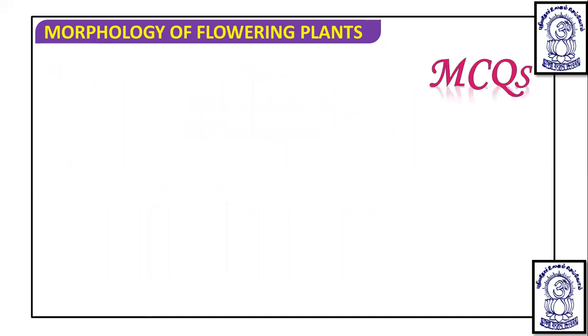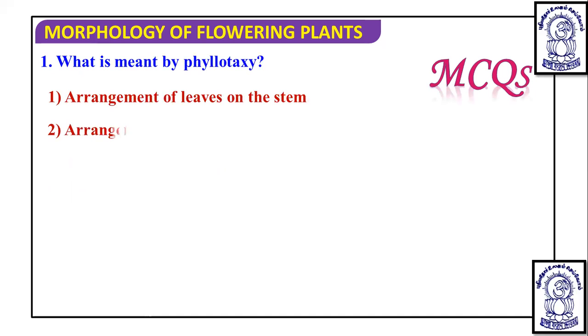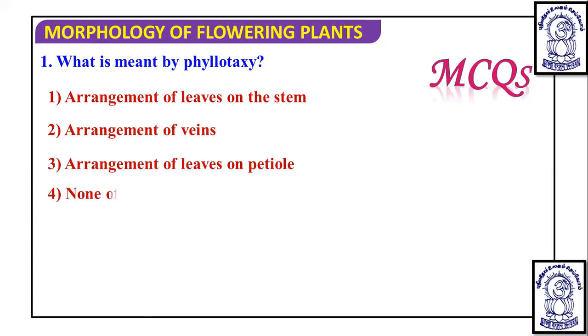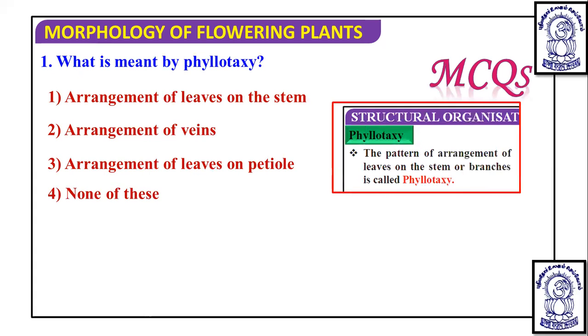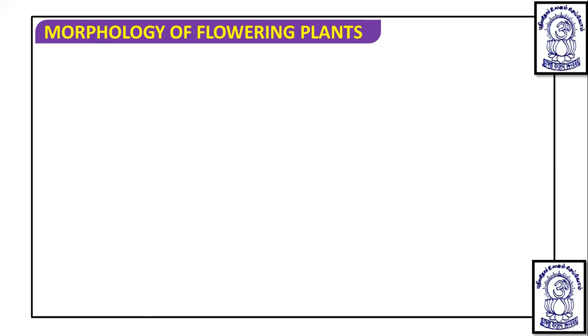Now let's talk about some of the MCQs. What is the meaning of phyllotaxy? Then it is arrangement of leaves on the stem, arrangement of veins, arrangement of leaves on a petiole, none of this. So it is arrangement of leaves on the stem or its branches. Then the first is the correct one.